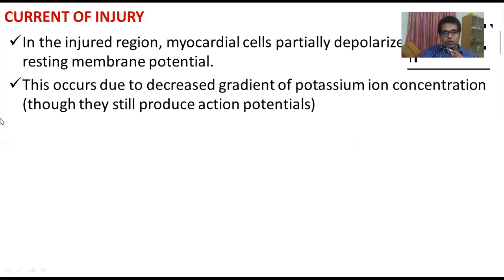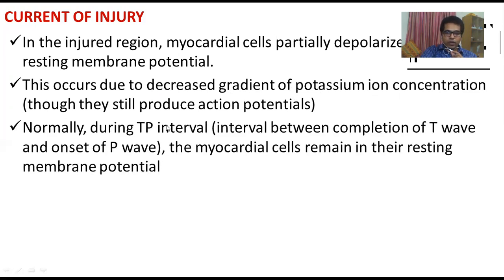Now, normally during the TP interval, the heart is in diastole, or at its resting condition, at its resting membrane potential. The TP segment, as all of you know by this time, is the interval between the completion of the T wave and the onset of the P wave. During this time, the myocardial cells remain at their resting membrane potential. In normal cardiac muscle, the RMP is minus 90 millivolt.